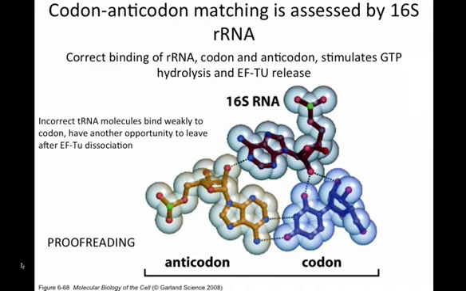Sorry. So if there's incorrect interaction, there's another opportunity for the tRNA to leave. This is now like a third, fourth. I don't know. If we're counting, we've got quite a few mechanisms for ensuring the correct amino acid is added. But if there's a weak interaction, then the tRNA can leave, even after EF2 leaves. Okay?